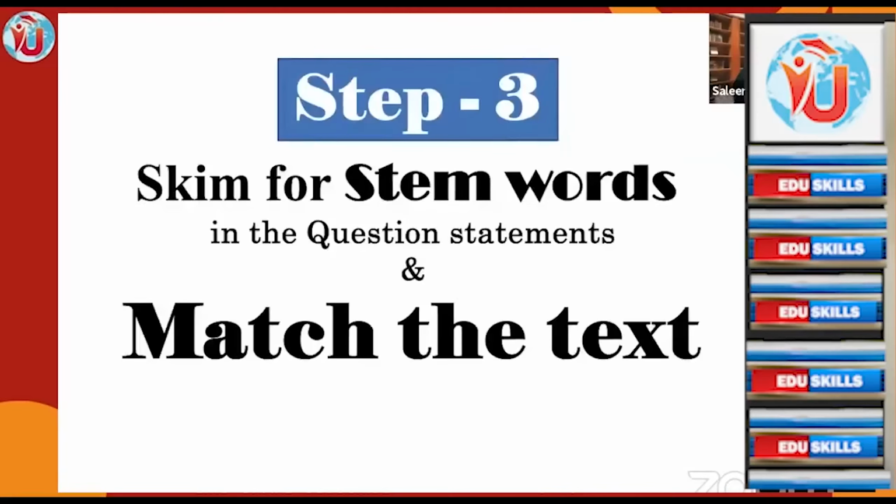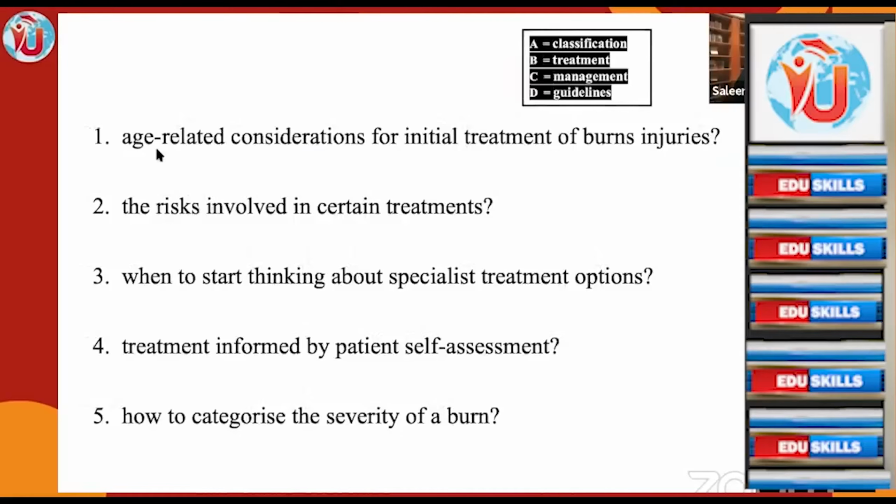Step 3, skim for stem words in the question statements. Now we have seen the main words and skimmed the text. Now we are going into the question statements. Taking the clue from the question statement, we will be matching the text. Sometimes you have 5, sometimes you have 6, most of the time you have 7 questions to match the text. Say this statement is from Text A or B or C or D. Now, could you tell me what is the hedging word here which leads you to one of these texts?